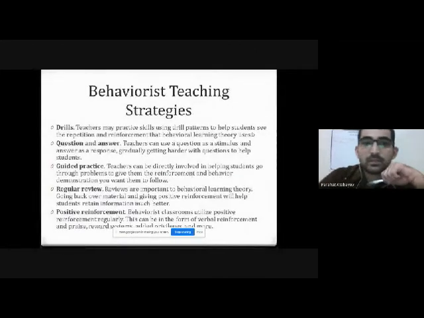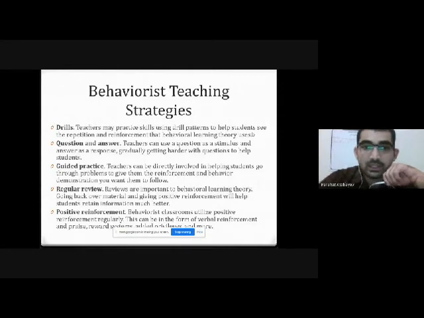Behaviorist teaching strategies. Teachers can implement behavioral learning strategy techniques in their classroom in many ways, including drills, where teachers may practice a skill using a drill pattern to help students see the repetition and the reinforcement that behavioral learning theory uses. Question and answer. Teachers can use a question as a stimulus and an answer as a response, gradually getting harder with the questions to help students.